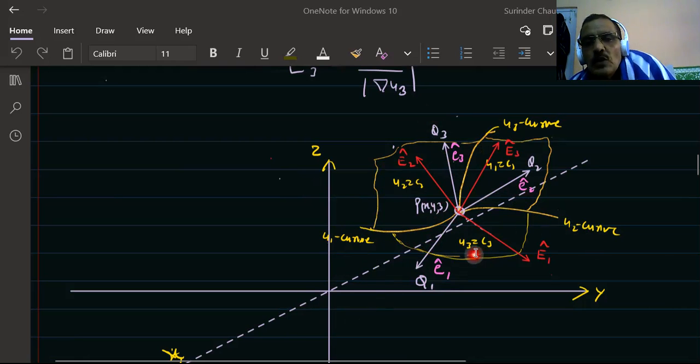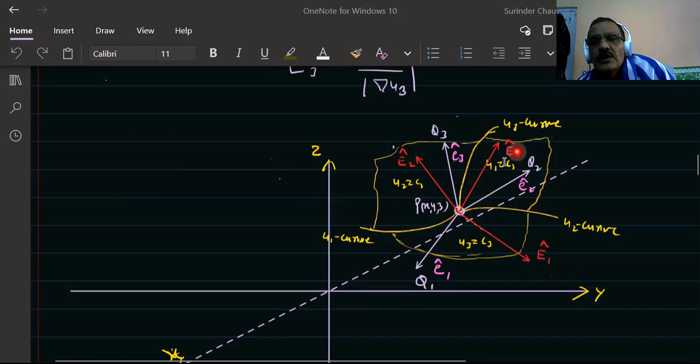And suppose this is a surface. This surface is the U1 surface. So this E1 vector is perpendicular, normal to the surface. This is the outward normal to this U1 surface. Similarly, the E2 vector is normal to this surface, the U2, c2 surface.